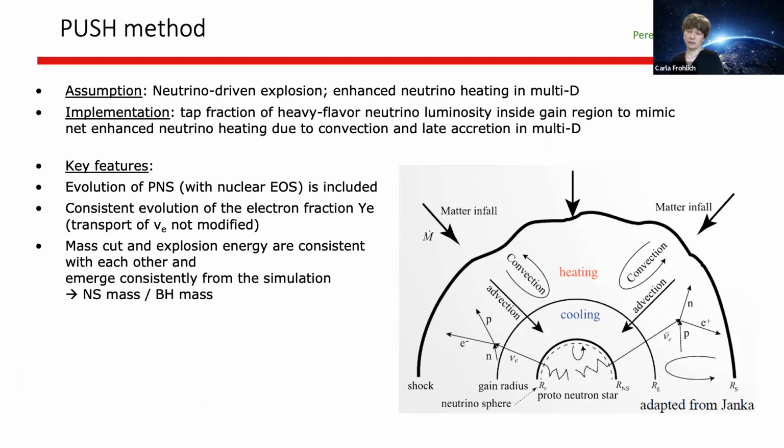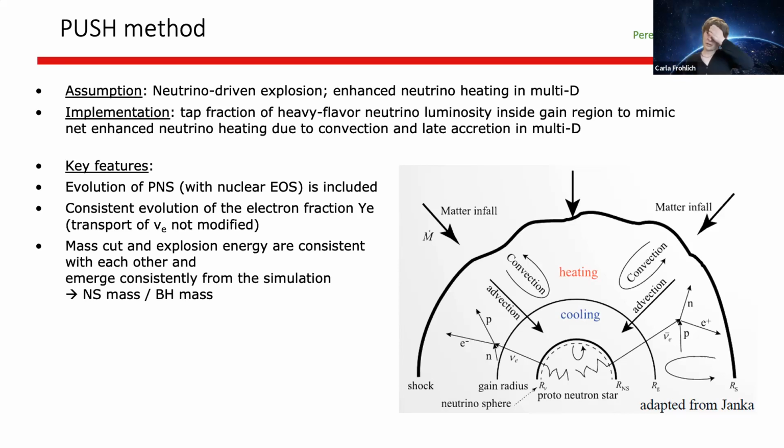And so for the results I'm going to show you later in this talk, we're using the PUSH model or the PUSH method. And the underlying idea here is that in multi-D, the neutrino heating is enhanced compared to 1D. And so we're mimicking the net effect of that, which is a larger neutrino energy deposition, in a parameterized way. We do this by transferring a fraction of the energy that's in heavy lepton flavor neutrinos, depositing that into the matter in spatial and temporal locations where electron neutrinos are already heating.